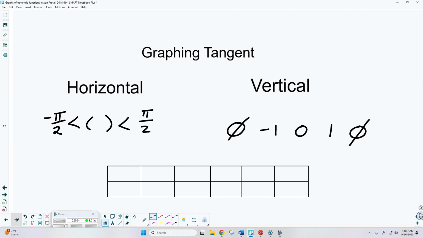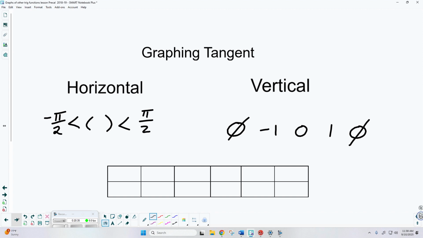Vertically, we're going to use these. And you remember the no solution symbol? That was meant to represent what? An asymptote. So we're going to say asymptote, -1, 0, 1, asymptote. In fact, what are negative pi over 2 and pi over 2 to tangent? They're asymptotes. So you'll notice we don't have equality any longer. You can't include the asymptote because it's undefined there.